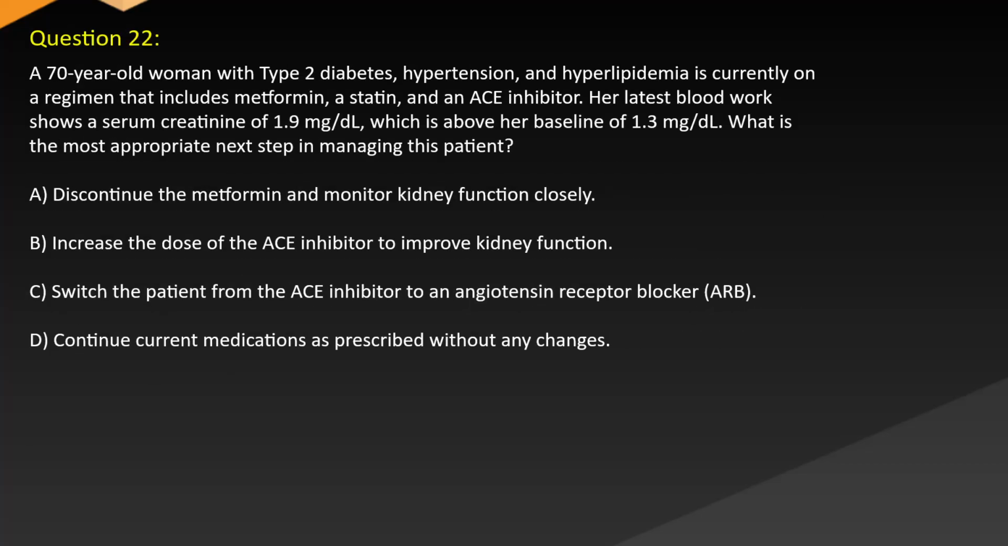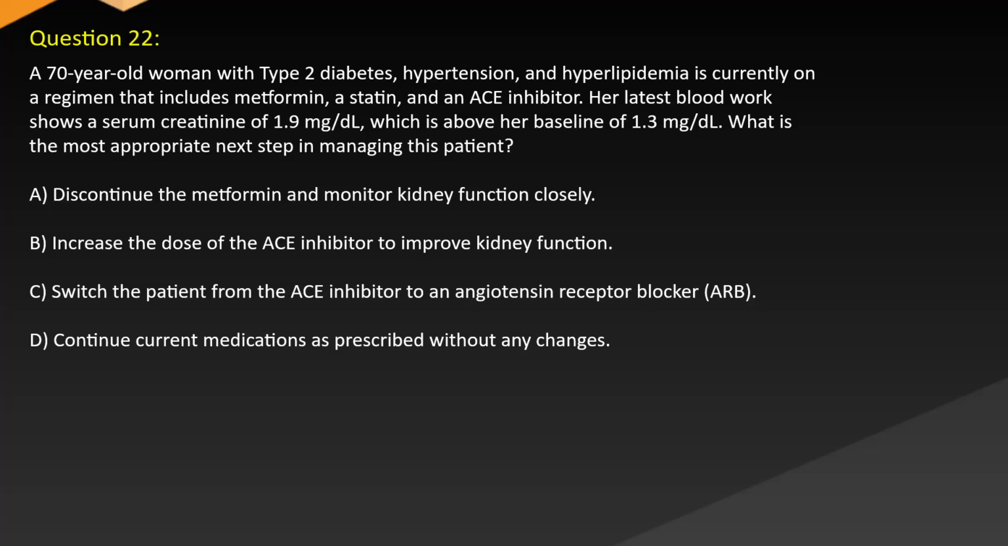Question 22. A 70-year-old woman with type 2 diabetes, hypertension, and hyperlipidemia is currently on a regimen that includes metformin, a statin, and an ACE inhibitor. Her latest blood work shows a serum creatinine of 1.9 mg/dL, which is above her baseline of 1.3 mg/dL. What is the most appropriate next step in managing this patient?